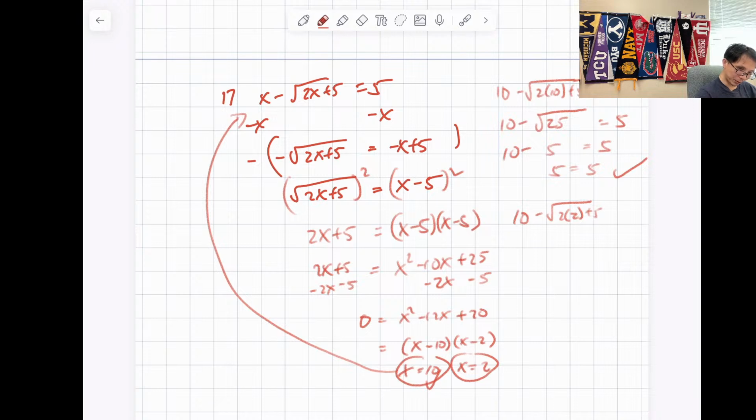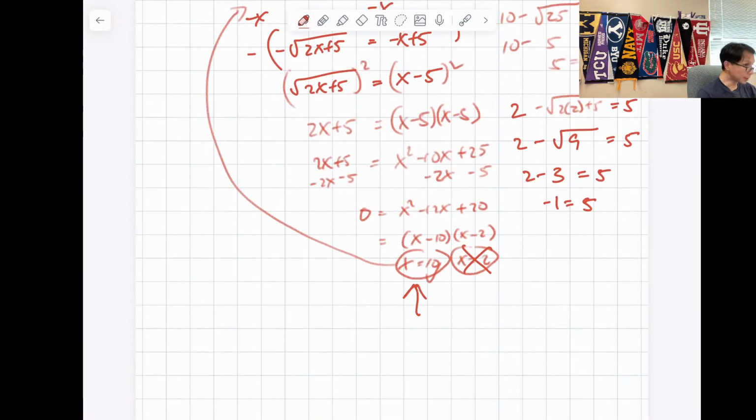Oh, this one's 2, my bad. Thank you so much. 2 minus 9 equal to 5. 2 minus 3, is that equal to 5? So this is not a solution. This is the only solution. On your test, I'm going to ask you that you have to check for extraneous.